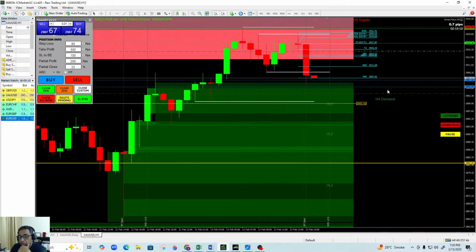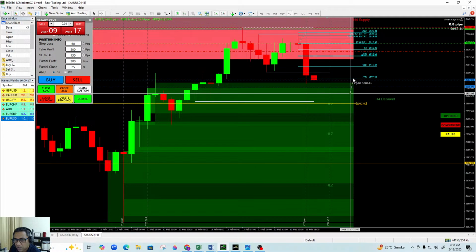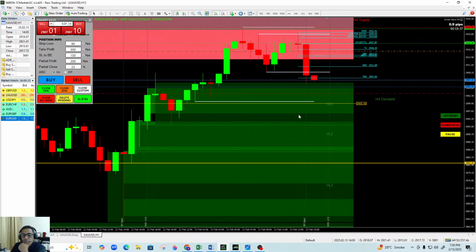So that is why I have it around 2903 or 2902 as my final TP. That's about 120, about 130 pips, right? 130 pips is my final TP. But the trade that you would want to look for are buys.